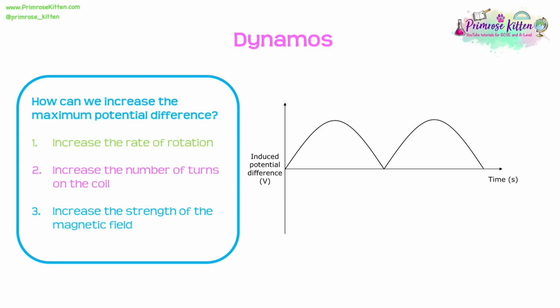If we want to increase the maximum potential difference in a dynamo, we do exactly the same things that we would in an alternator. We can increase the rate of rotation. This would also squash this curve, bringing the maximums closer together. We can increase the number of turns on the coil, or we could also increase the strength of the magnetic field. So make sure you know those three and the effect it would have on your curve.